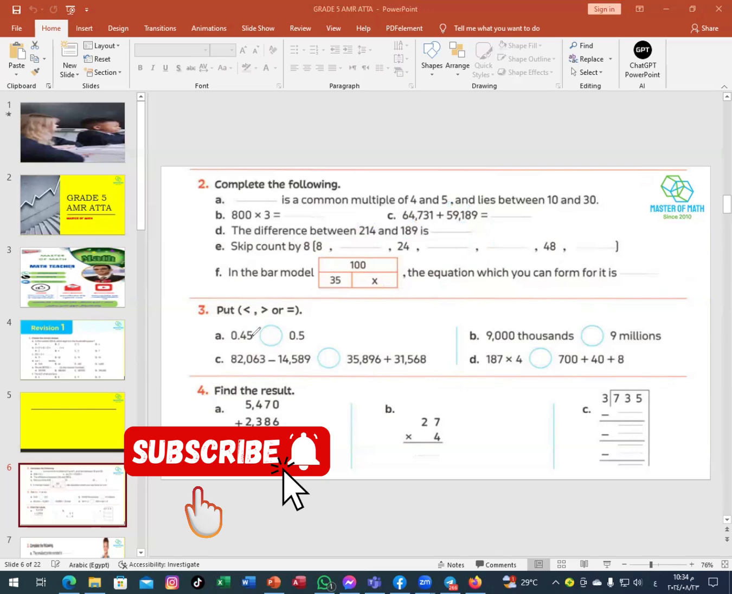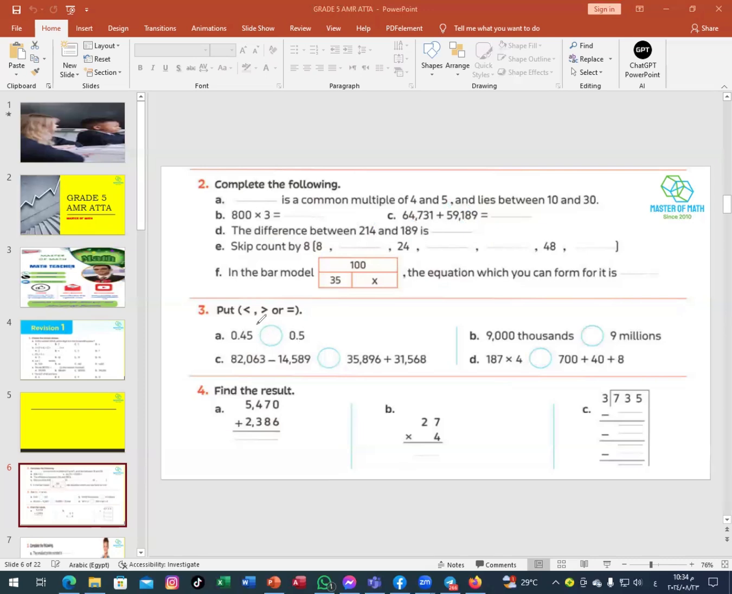Put smaller than, greater than, or equal. Number one, 0.45 or 5 tenths. We can't compare these decimal numbers before we equalize the decimals. This decimal is after two numbers, so I have to put the other decimal after two numbers as well. So I put 0. The 0 here doesn't affect the value.